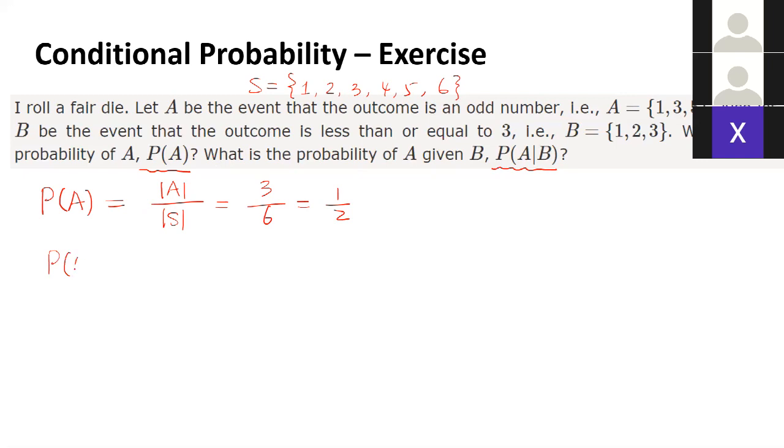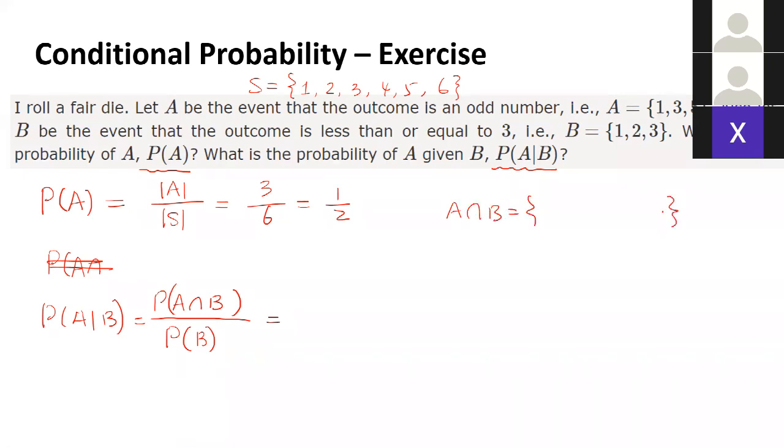Okay, next, let's calculate the probability of A given B. The probability of A given B is defined as the probability of the intersection of A with B, over the probability of B. So what is A intersect with B? First of all, let's find what elements are inside A intersect with B. A contains elements 1, 3, 5, and B contains elements 1, 2, 3. So the intersection between A and B is a set that contains 1 and 3, right? There are 2 sample points over 6 sample points in the sample space. So this is the probability of the intersection of A and B.